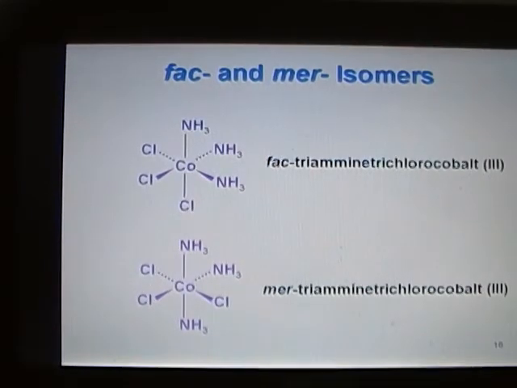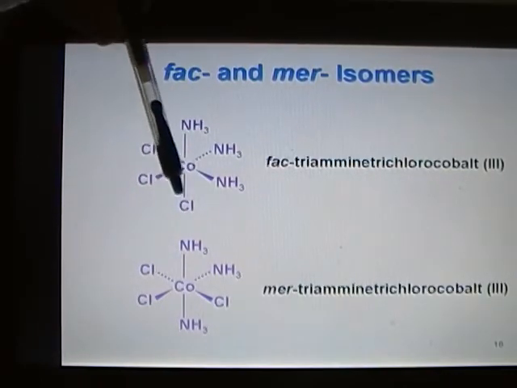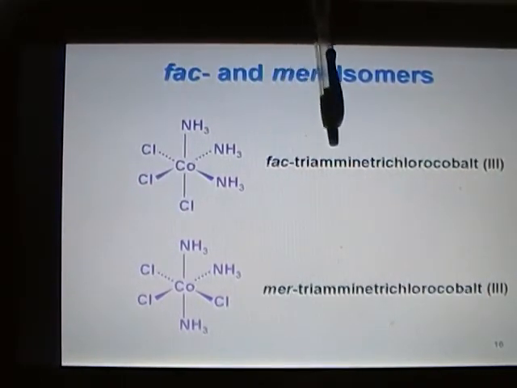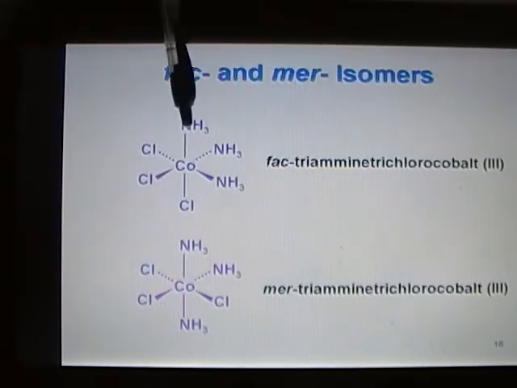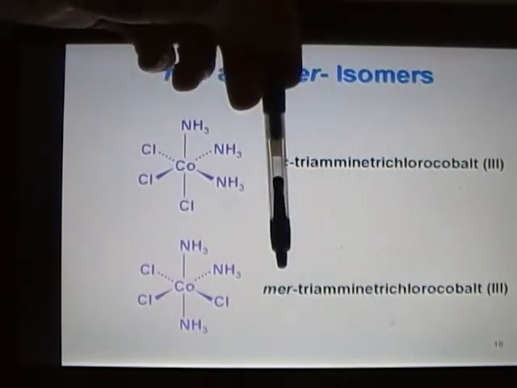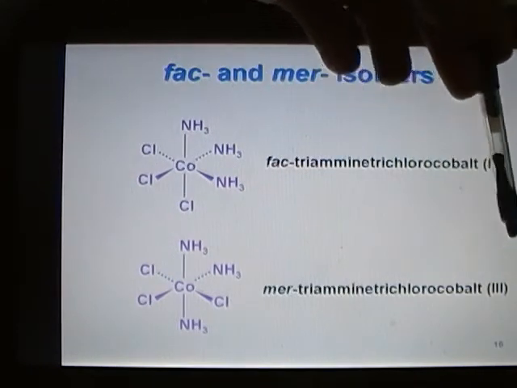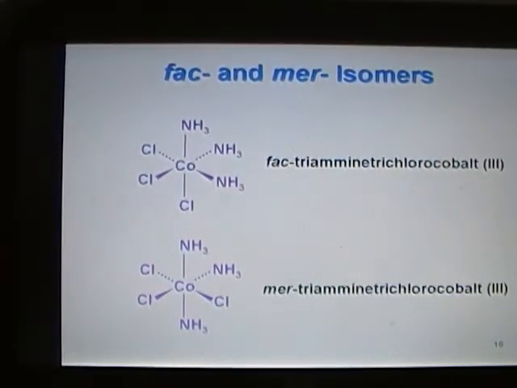So if we name these two compounds, since this is the fac isomer, fac-triamminetrichlorocobalt(III) is the first one, and mer-triamminetrichlorocobalt(III) is the second compound.